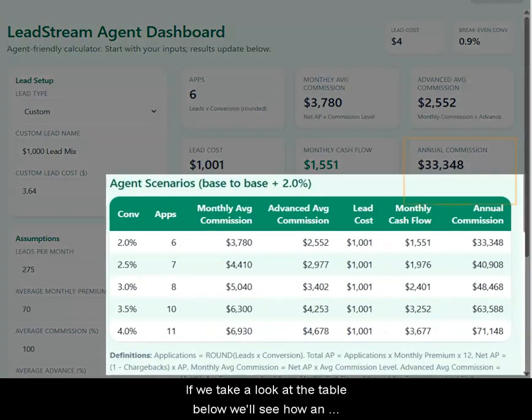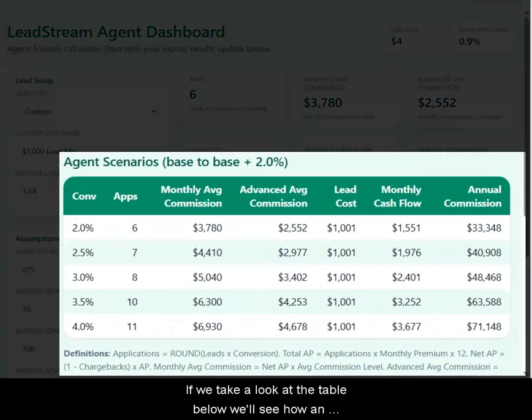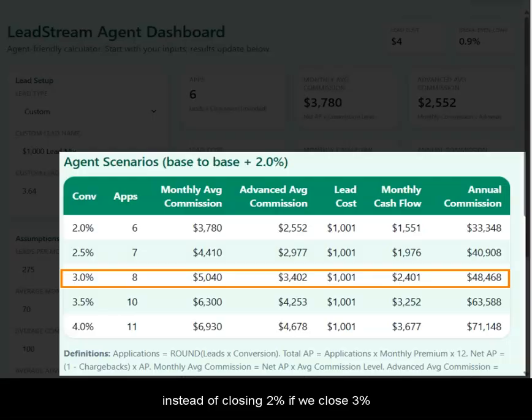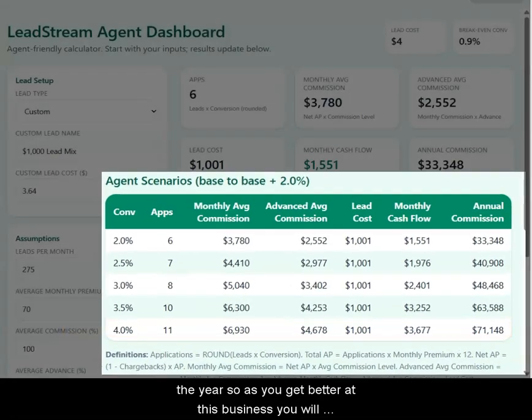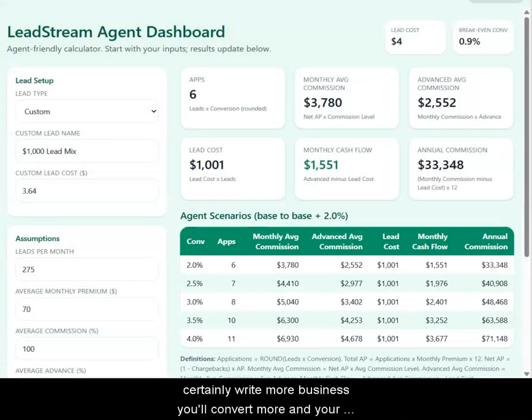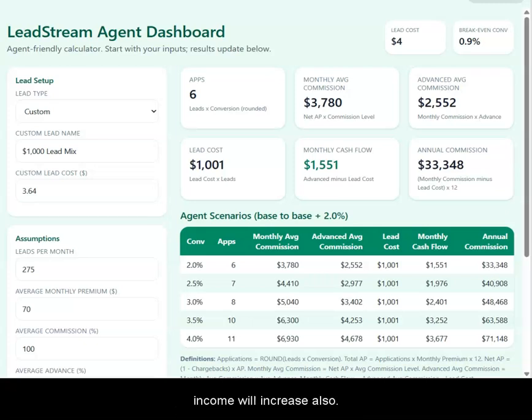If we take a look at the table below, we'll see how an increased conversion rate will also increase our income. So instead of closing 2%, if we close 3%, we see 8 applications and a total of $48,468 in annual income for the year. If we're able to do 4%, we see that will yield 11 applications and $71,148 for the year. So as you get better at this business, you will certainly write more business, you'll convert more, and your income will increase also.